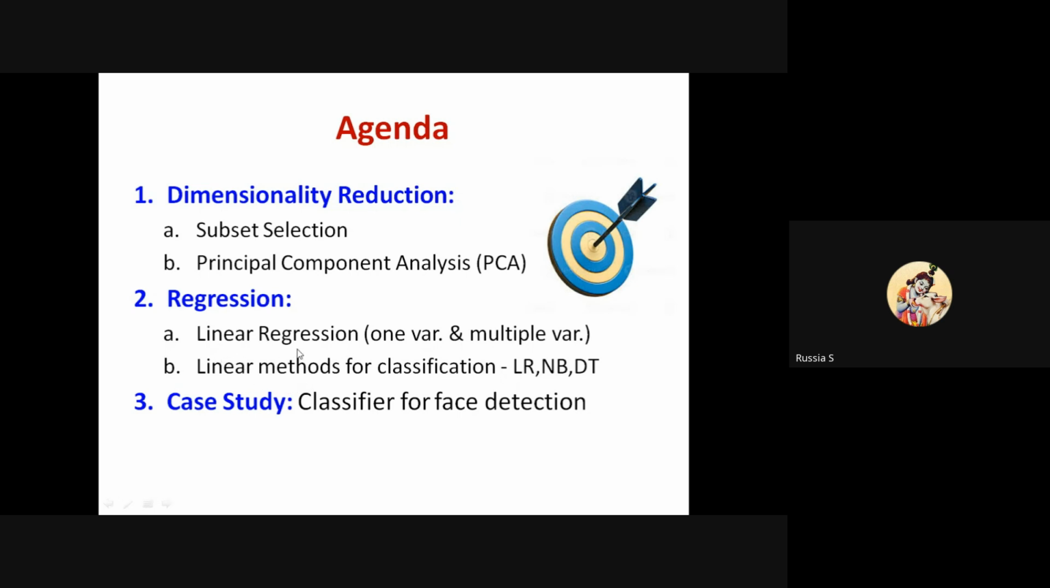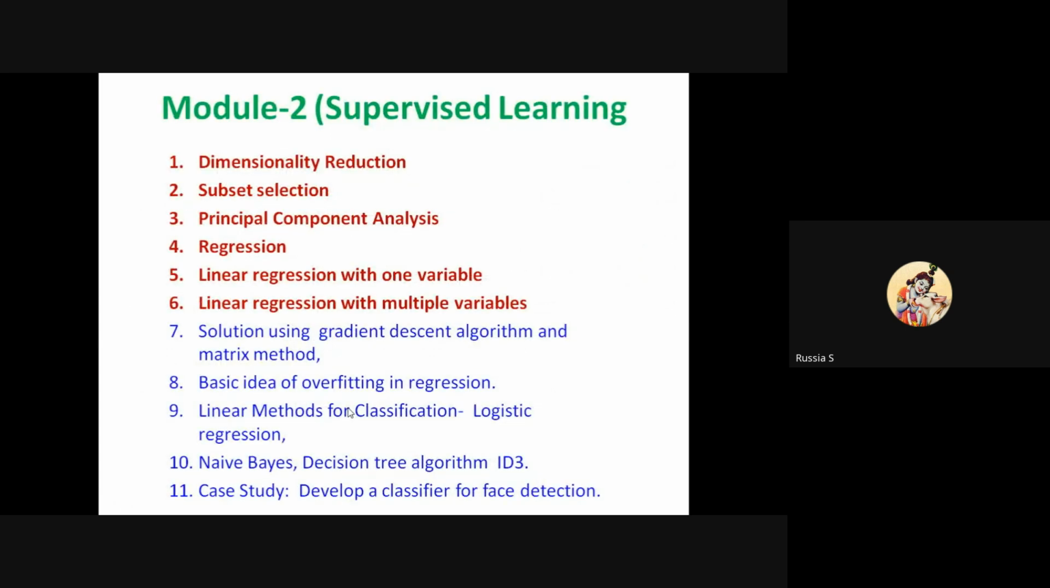The first one is linear regression. In linear regression, we are going to discuss one variable and then multivariable linear regression. The third part is a case study: a classifier for face detection. This is the overall agenda of today's session, both forenoon and afternoon. This is the overview of today's session. So, the detailed topics under module 2, supervised learning.